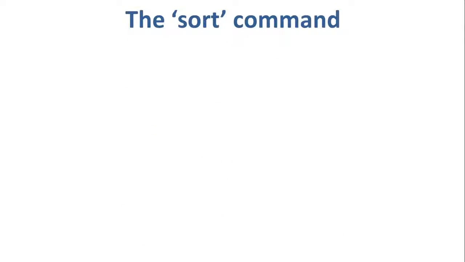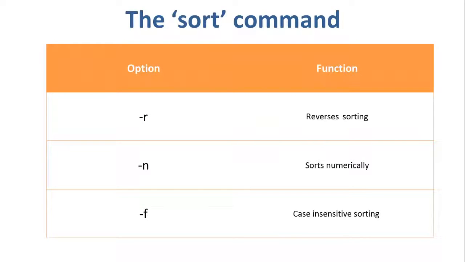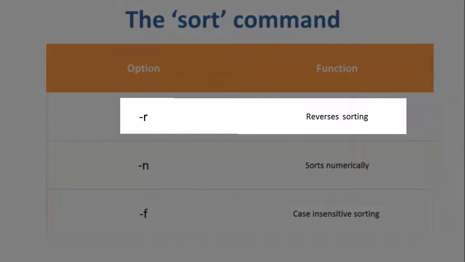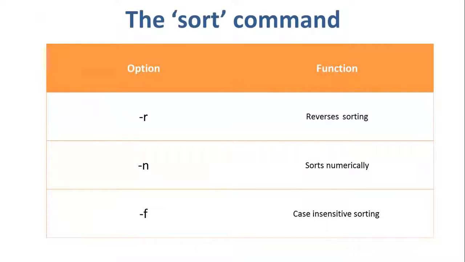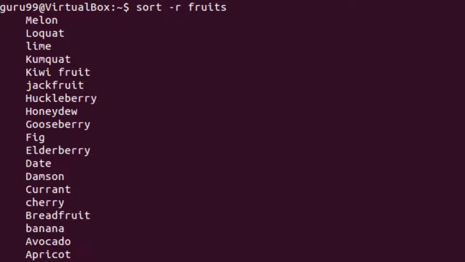You can use the following options for the sort command and get different results. So if you want to reverse the sorting of the contents of a file, you can use the option -r. Let us try it and see how it works out. Using reverse sorting, we have changed the alphabetical order of the contents of the fruit file.